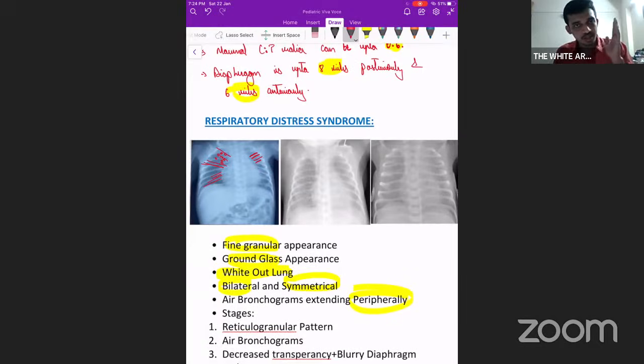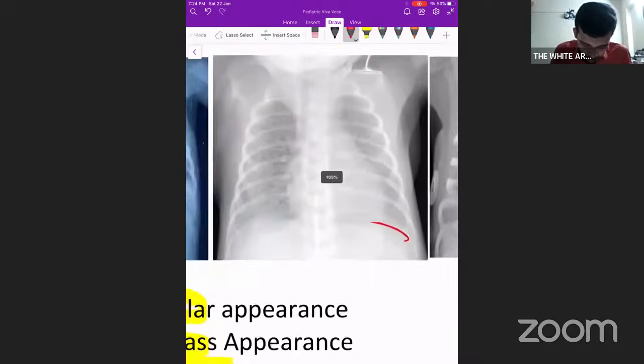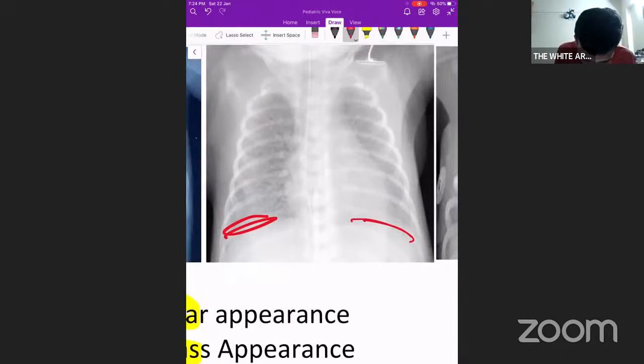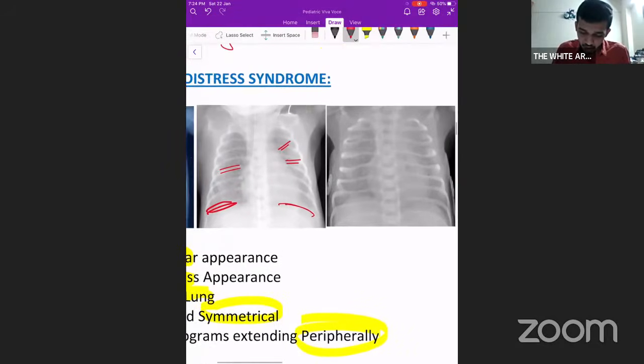Stage 2 is where these reticulonodular opacities are present, and there will be decreased transparency. Then there will be blurring of the diaphragmatic margins. Along with this, you can see air bronchograms that extend into the periphery. See, you see one air bronchogram here, one more here, and one more over here, if you look carefully, correct? This is stage 2. And the final stage is diffuse whiteout lung.